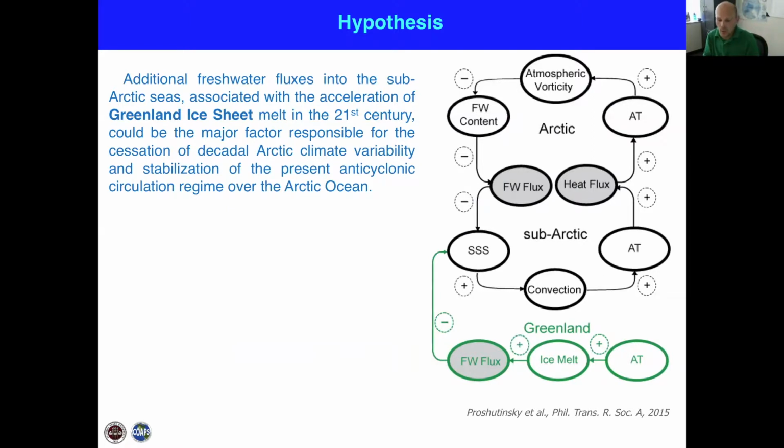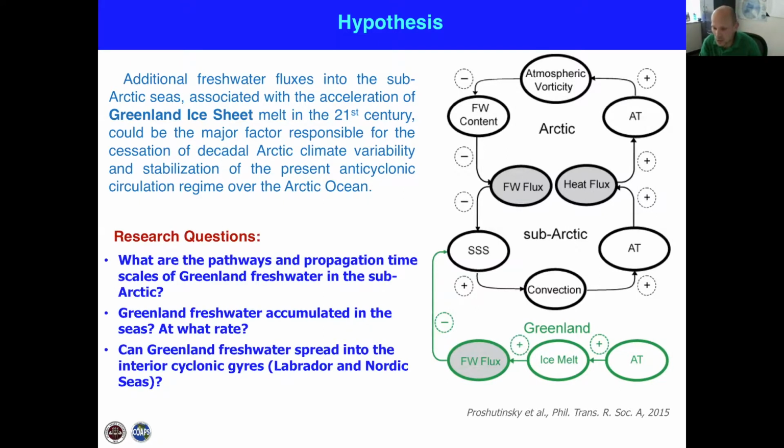So with all this in mind, we decided that there must be some other source of freshwater that we have been missing. And it turns out that it could be Greenland. We know that Greenland has been melting, accelerating the melt during the 21st century, and it's probably this excess freshwater flux that we neglected in our hypothetical conceptual mechanism.